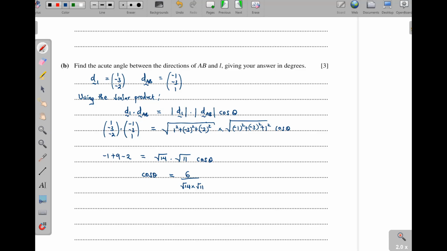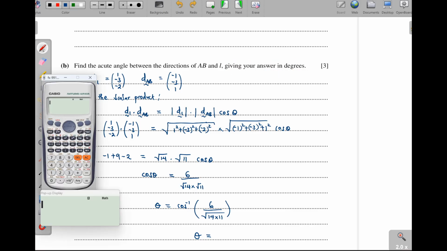Then from here, your theta becomes the arc cosine of 6 out of, in fact, I can use the rules of surds and then I just say 14 times 11 here. So what will be our answer? You can put it in degrees. Actually, yes, they say degrees, because if they don't specify, you can put it in degrees or in radians, okay?